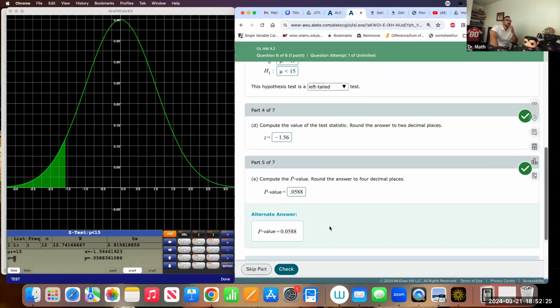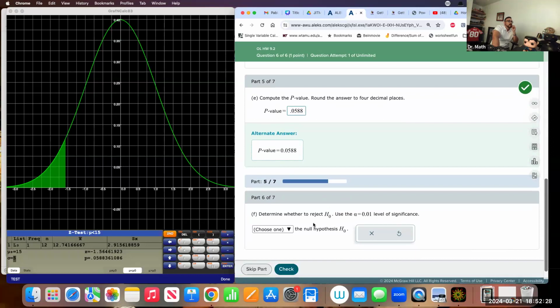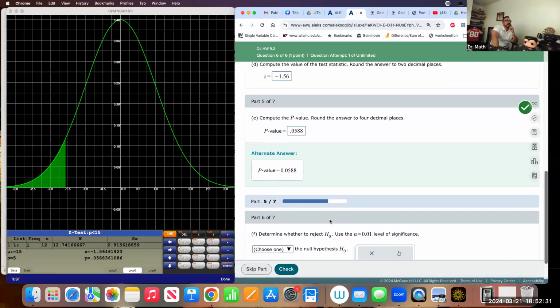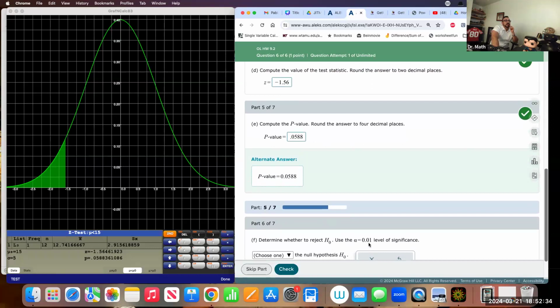And then we go to number 6. Number 6 tells us, do we reject H naught? So remember, the alpha level we're using is 0.01. So what would you guys say? Do I reject? What would you guys say based on our discussion, based on everything we've done? So our p-value is 0.0588. Our alpha is 0.01. What would you say? Do we reject?